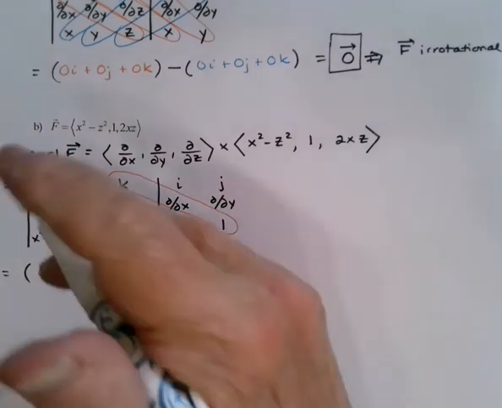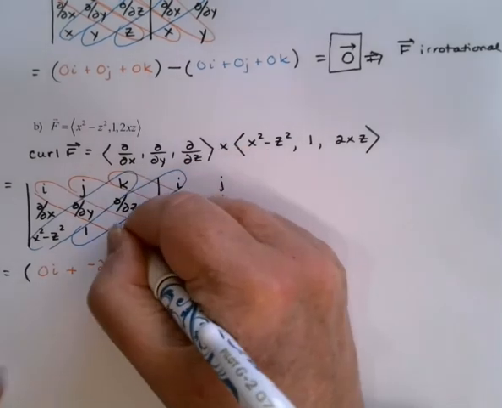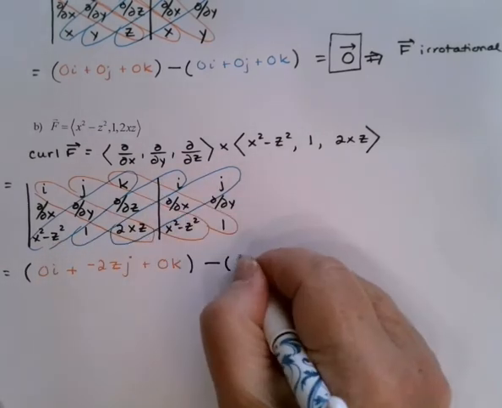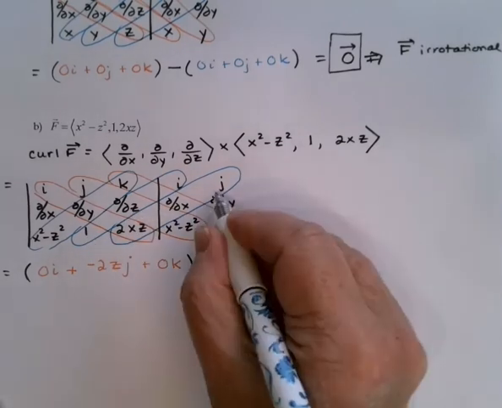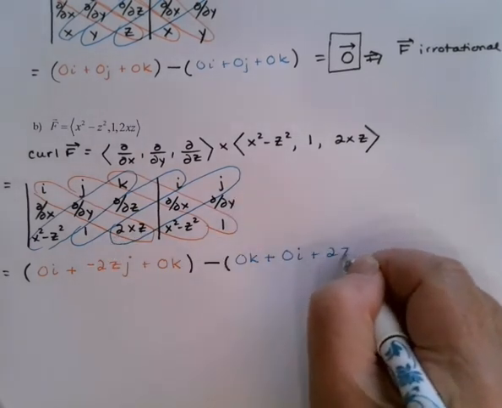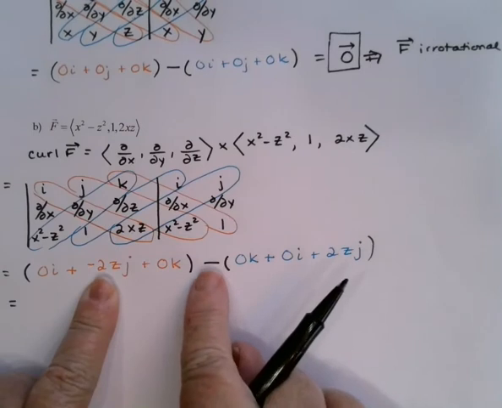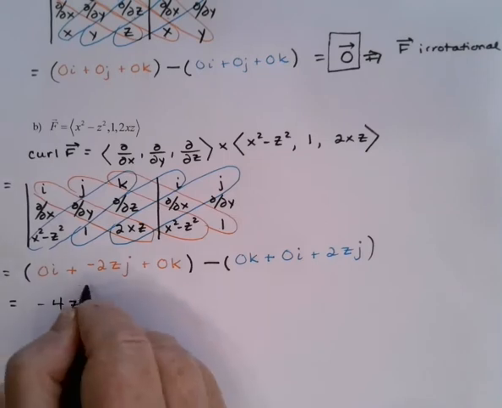Minus, going the other way, no y's here, so 0k, plus the derivative of a constant, so 0i. And with respect to x, I'm going to get a 2zj. So I end up with negative 2zj subtract 2zj, or negative 4zj for my curl.